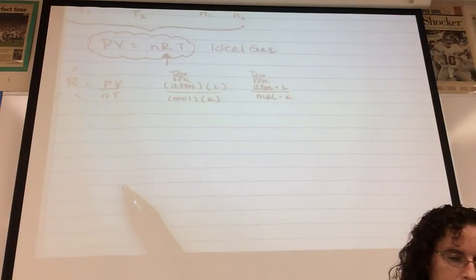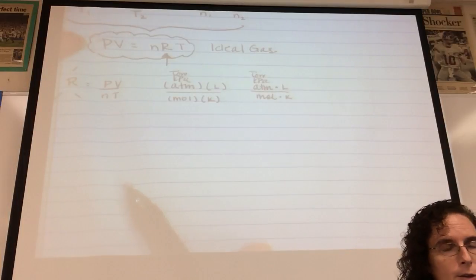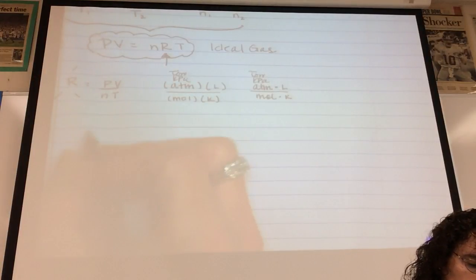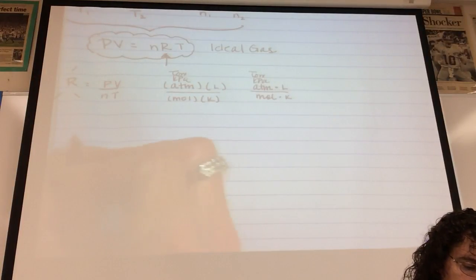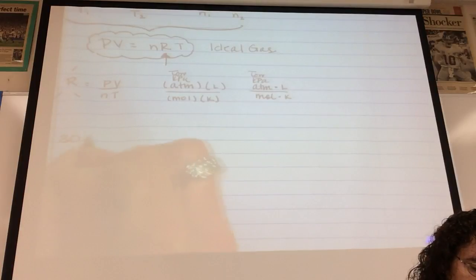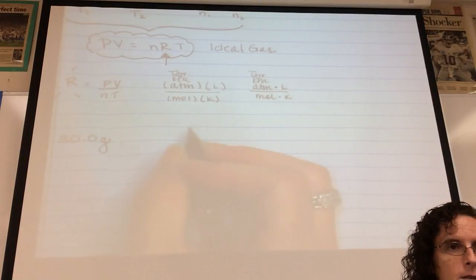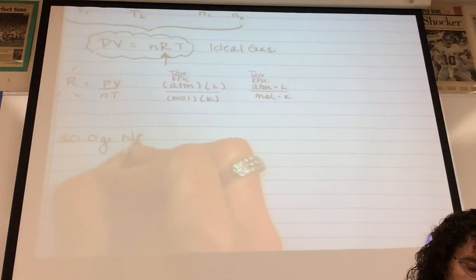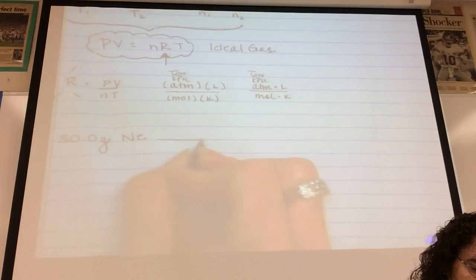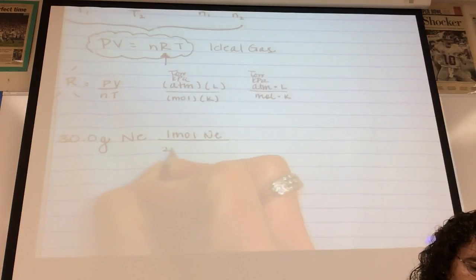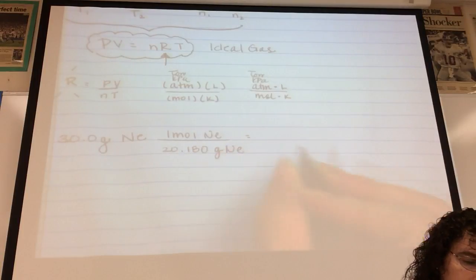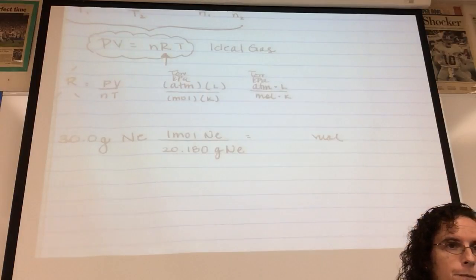The other variation that I want to mention up front here, there's another one we'll get into in a little bit. But if, for example, you were given the mass of something, let's say you had 30 grams, what gas do you want it to be? Neon. Neon, fine. In order to get to moles, you know 1 mole of neon is 20.180 grams of neon. And that'll give you moles, correct?